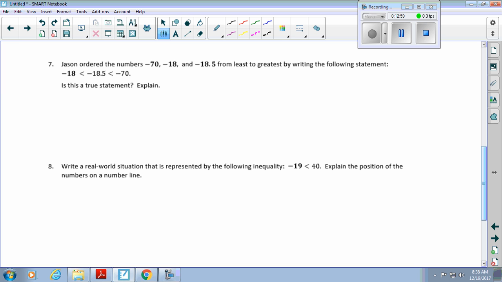I want you kids to write it correctly right now. I'm going to pause the video while we get that done. Okay, so we have these in order, negative 18, negative 18.5, and negative 70. So we're deciding, are these from least to greatest or greatest to least? What do you guys think? Least to greatest, greatest to least. Aiden? Least to greatest.